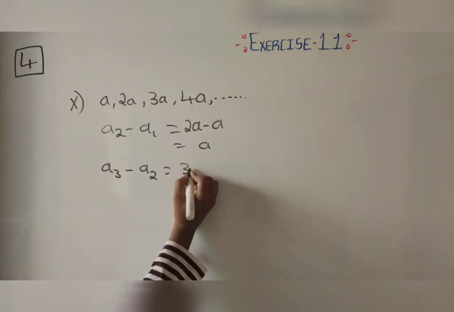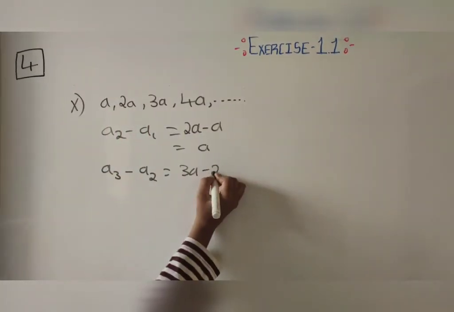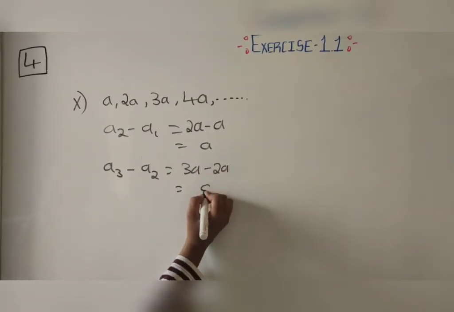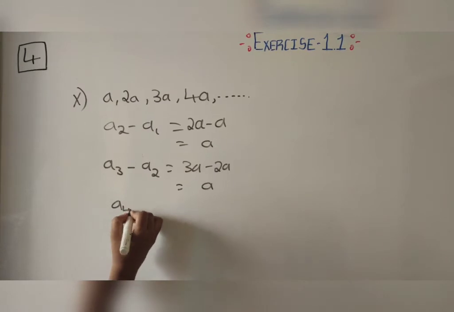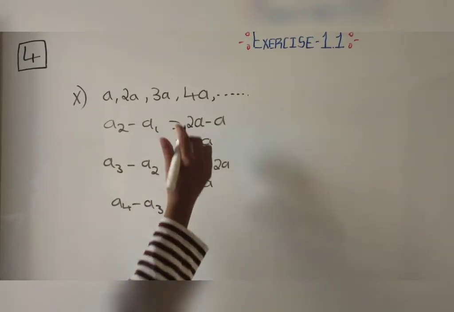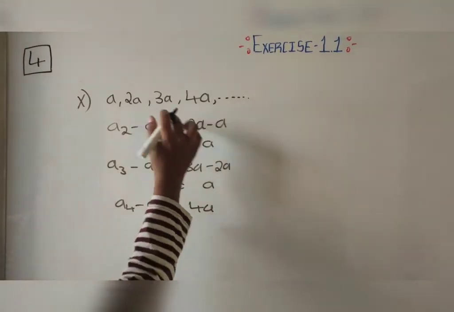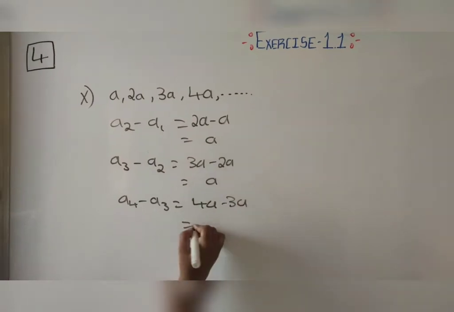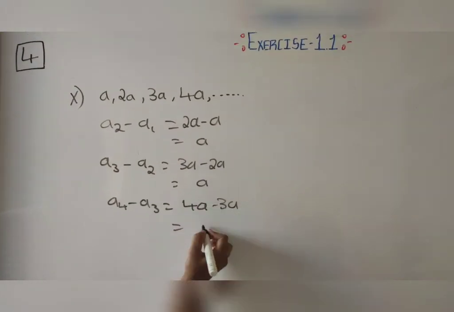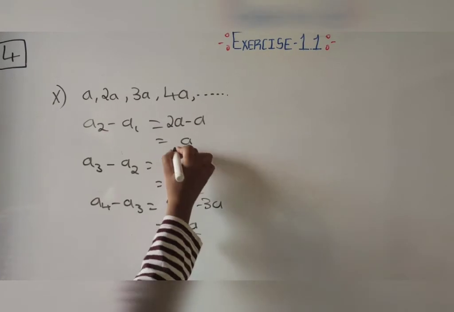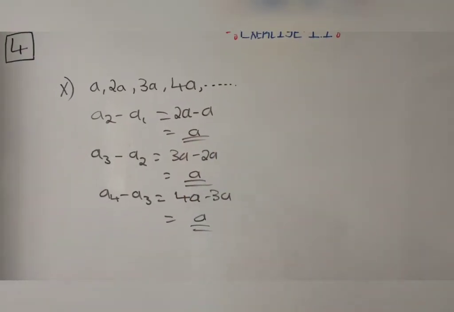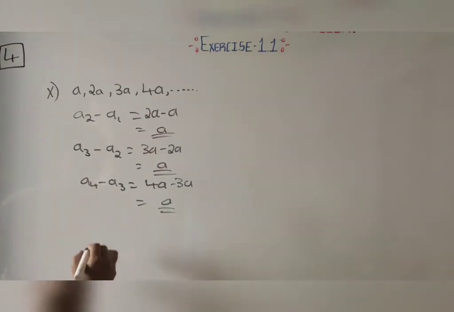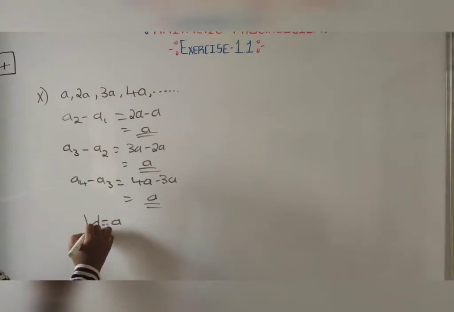Now A3 minus A2. A3 is 3a. A2 is 2a. Now 3a minus 2a you are getting again a. A4 minus A3. A4 is 4a. A3 is 3a. 4a minus 3a you are getting a. See here students, all the common differences are same. Therefore, this forms an AP. Therefore, D is equal to a.